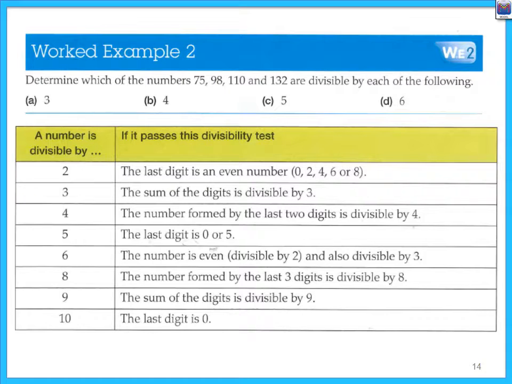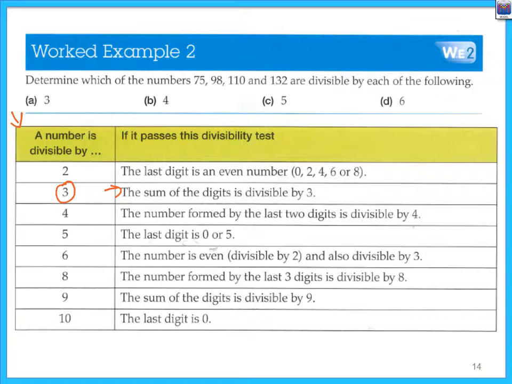All right, questions like this worked example here. Determine which of the numbers are divisible by each of the following. Are they divisible by 3, 4, 5, or 6? Now I've included this little table here that comes from the text. A number is divisible by 3 if the sum of the digits is divisible by 3.